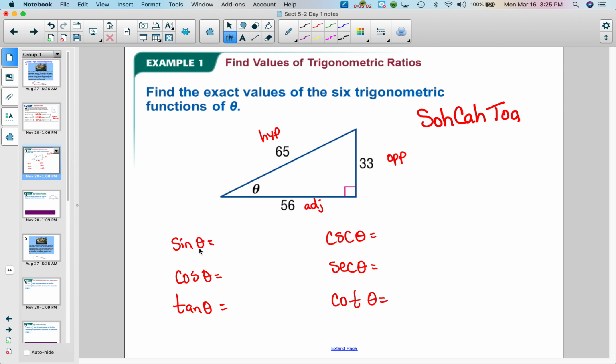Okay, so sine theta is going to be 33 over 65. And if we could simplify that, we would, but 3 and 11 are the only things that go into 33, and neither one of those goes into 65, so it can't be simplified. Cosine is adjacent over hypotenuse, so we get 56 over 65. Tangent theta, opposite over adjacent, so we have 33 over 56. And then to get the reciprocal functions, we just flip these over. And I would leave them in proper fractions.